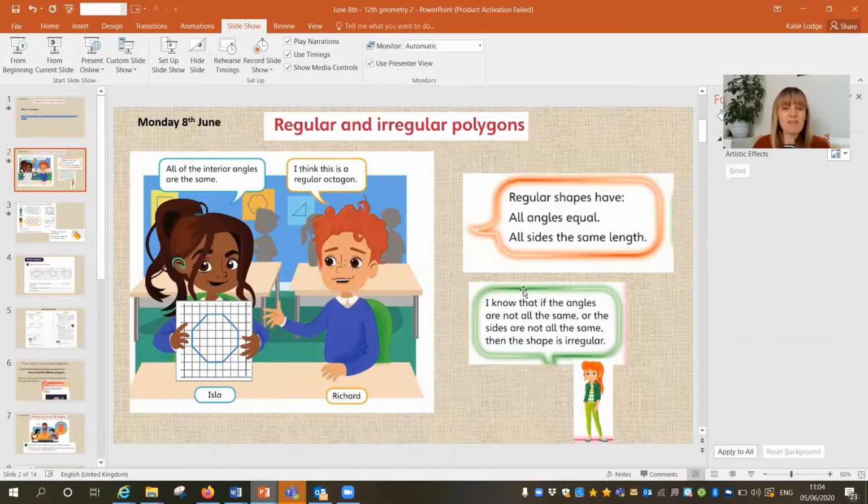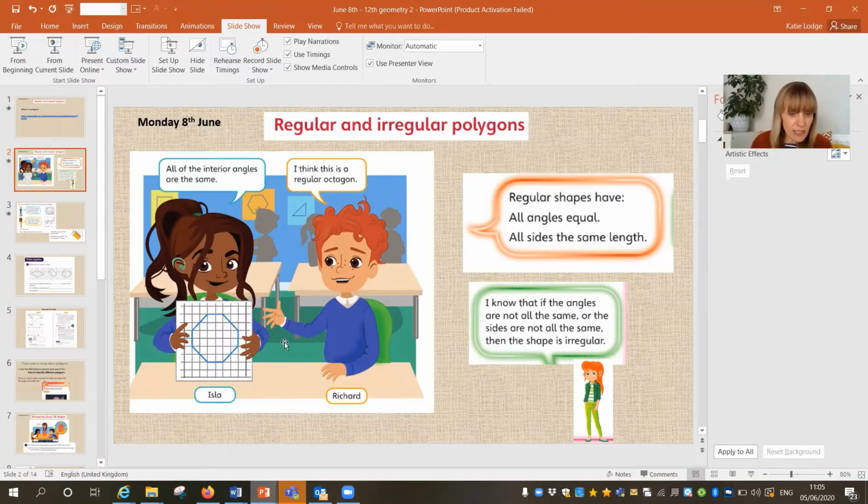Okay, so we're looking at regular and irregular polygons. Now, here we've got Isla and Richard, and they are looking at this shape down here. Isla is saying all the interior angles are the same, and Richard is saying, I think this is a regular octagon. Now on the right hand side, we can see it says regular shapes have all angles equal and all sides the same length. And at the bottom, there's the girl saying, I know that if the angles are not the same or the sides are not the same, then the shape is irregular, which is what we've just seen on the little video.